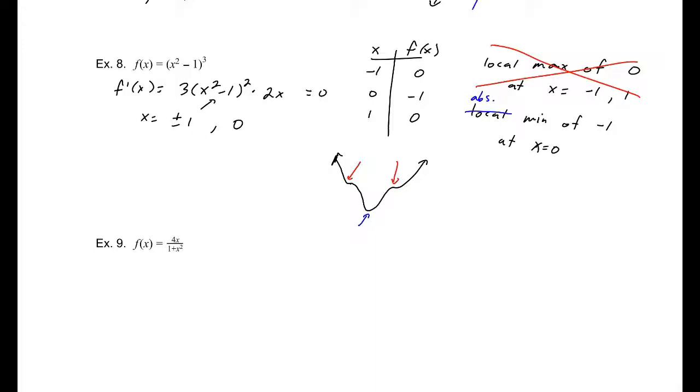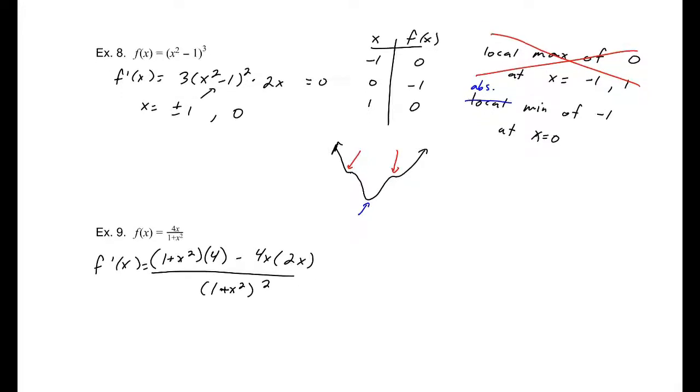All right, number 9, we will find f prime of x. So this will be low d high, so 1 plus x squared times 4, minus high d low, over low low, 1 plus x squared squared. All right, which will simplify to -4x squared plus 4 over 1 plus x squared squared.